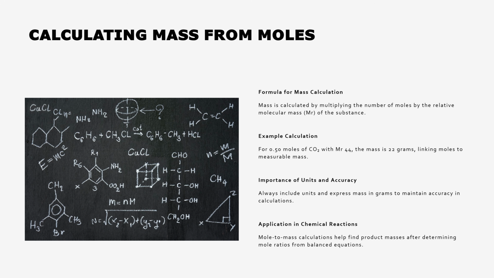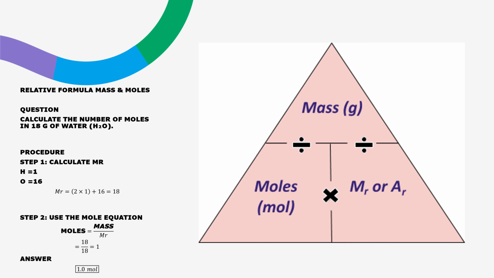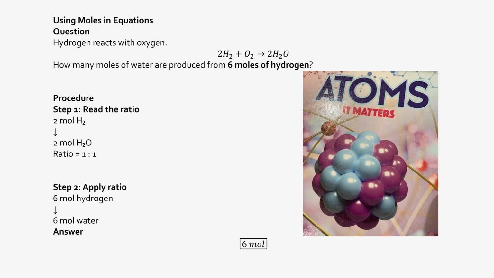The relative formula mass, or Mr, of a substance is the sum of the atomic masses of all atoms in a compound. For example, water, H2O, has a relative formula mass of 18. A mole represents a fixed number of particles, 6.022 times 10 to the 23. It allows chemists to count atoms and molecules in bulk.